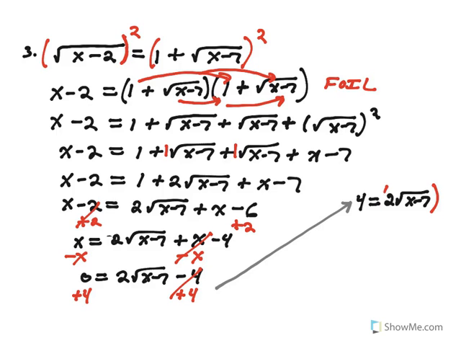And now we can go ahead and raise both sides to the second power. Yes, I know this is a lot of steps, because the 1 plus square root of x minus 7 wasn't easy to work with.